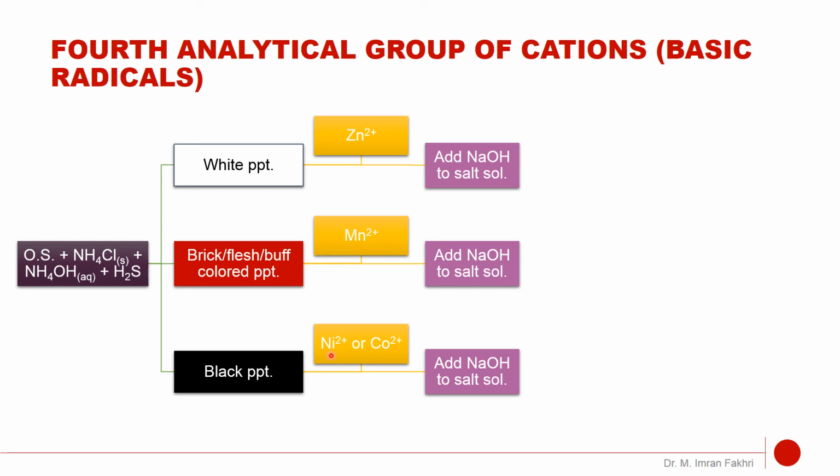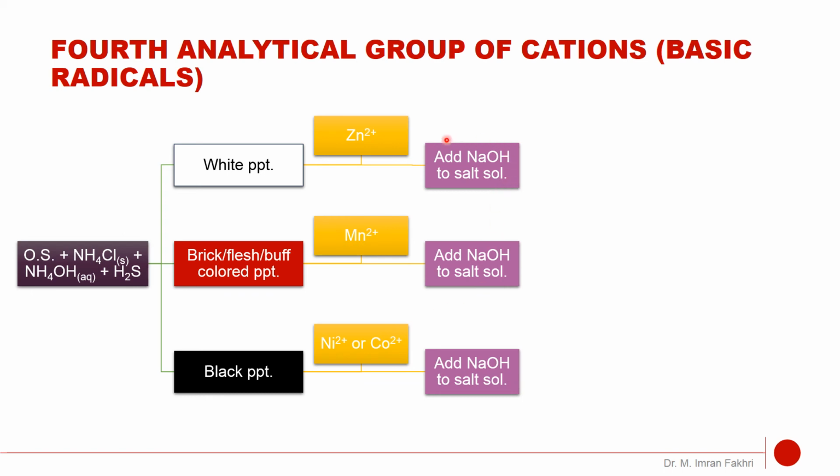And similarly, nickel sulfide and cobalt sulfide: if these two cations are present in the given salt, with the addition of these reagents to the original solution, ammonium chloride, ammonium hydroxide, and hydrogen sulfide, we may have black precipitation. Black precipitates are of nickel sulfide and cobalt sulfide. The formulas of the sulfides are NiS and CoS. How are we going to distinguish these cations?